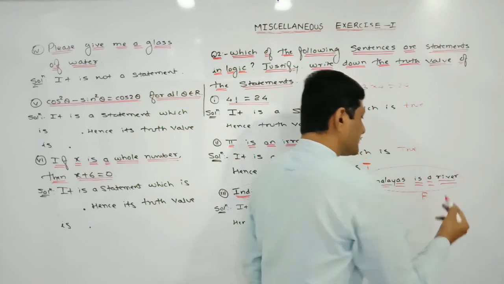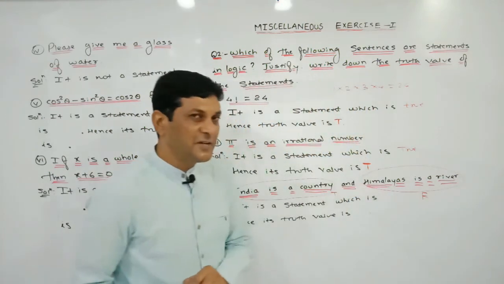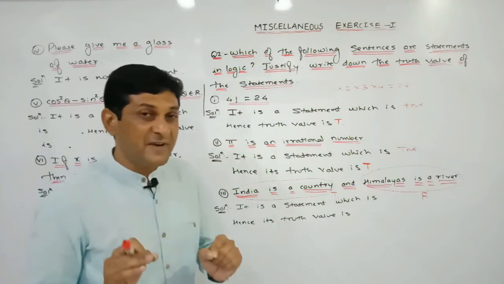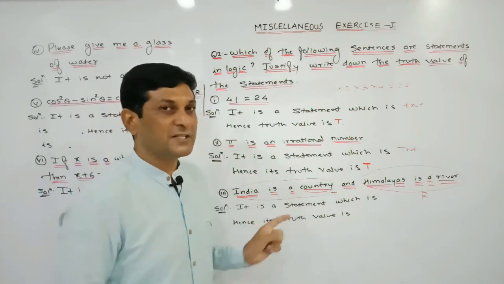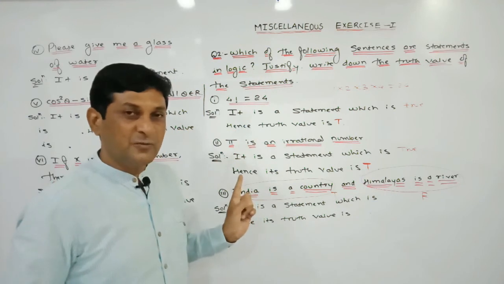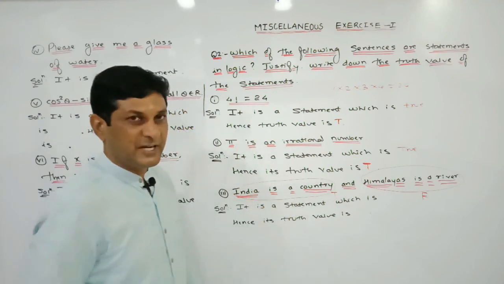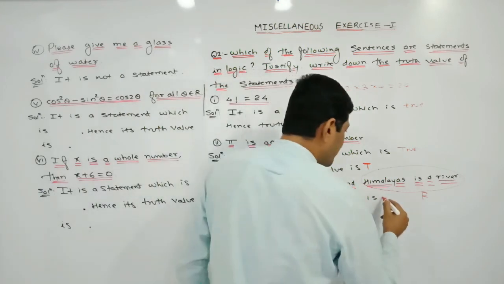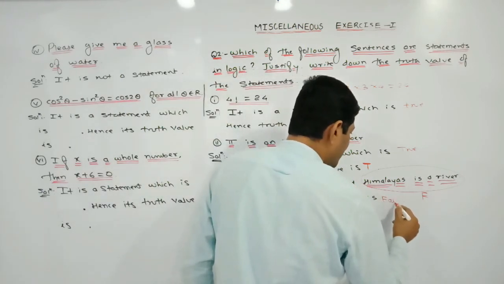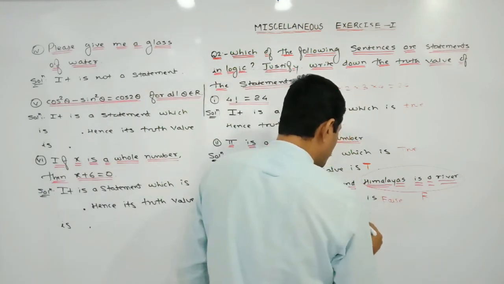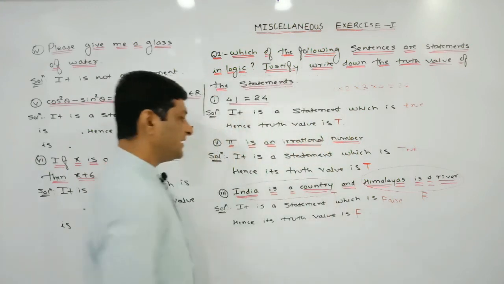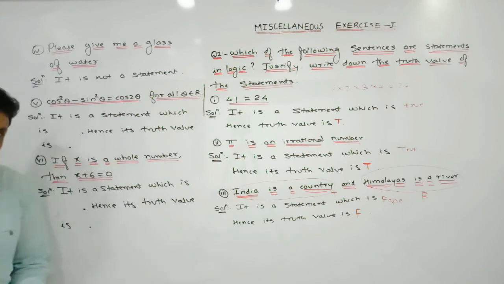And in this case, which logical connective appears? And. In the case of and, if at least one statement is false, and will be false. This means here we are able to identify the truth value. That's why we can say that it is a statement, but its truth value is what? False. Its truth value is false, and we denote truth value by what? F. Hence we can say that its truth value is F.